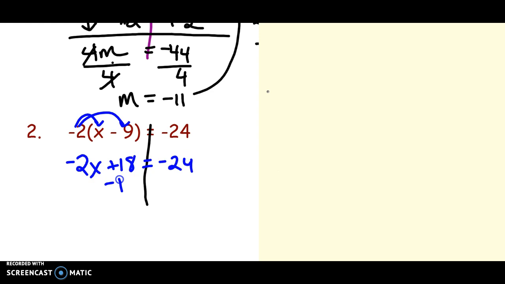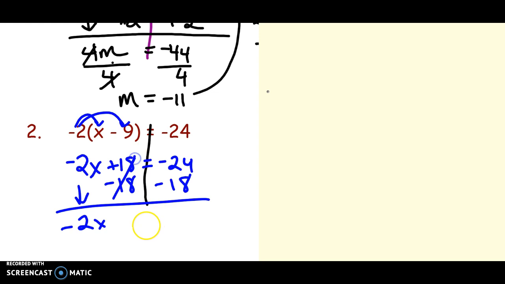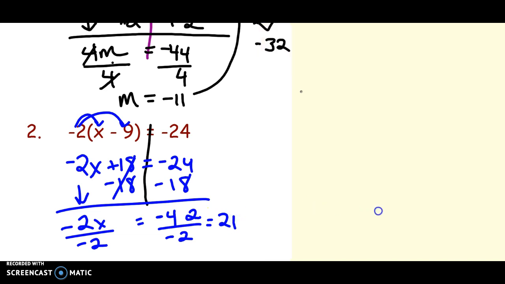Two-step equation. Minus 18 from both sides. Negative 2x drops down. Positive 18 minus 18 gives me 0. I have negative 24 and negative 18, so 8 plus 4 is 12. Carry the 1. Negative 42. Divide both sides by negative 2. And you get positive 21.